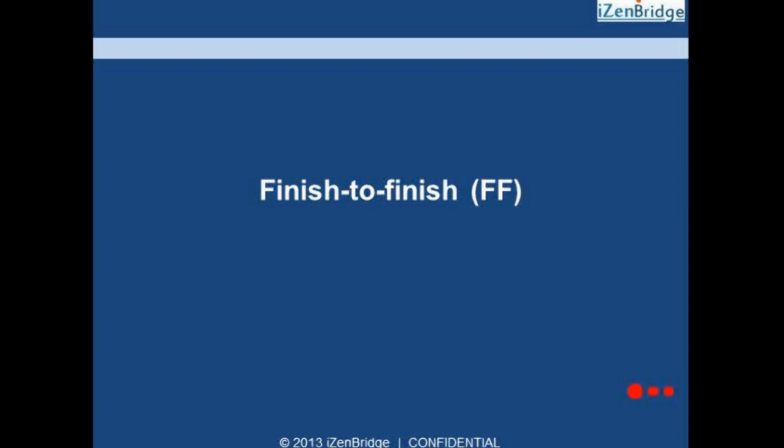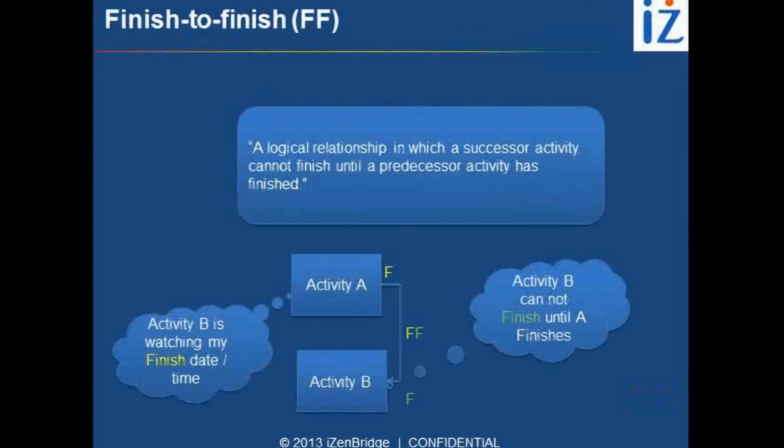Another simpler one, finish to finish. Now, as the rule talks about two characters, the first character F means the independent activity finishing. The second character F is driving the dependent activity finishing. So it is a logical relationship in which a successor activity cannot finish until a predecessor activity has finished.